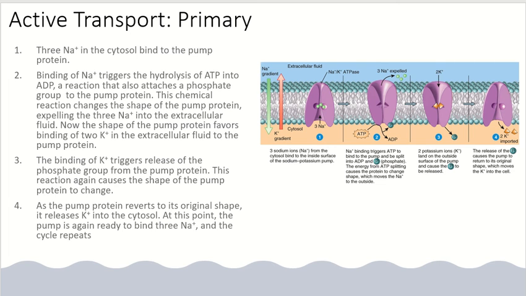These are going to be pumped. Our 3 sodium ions are going to bind the protein pump from the cytosol. The binding of our sodium ions is going to trigger hydrolysis of ATP into ADP.